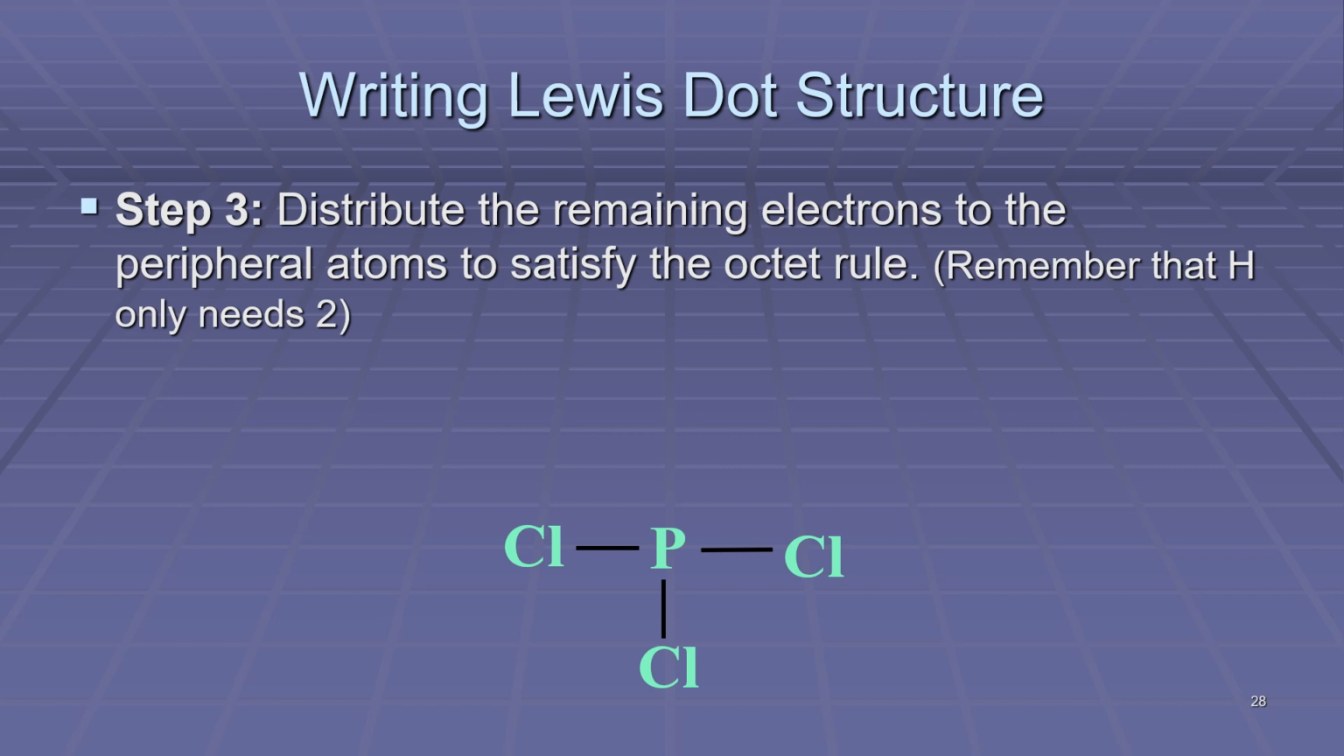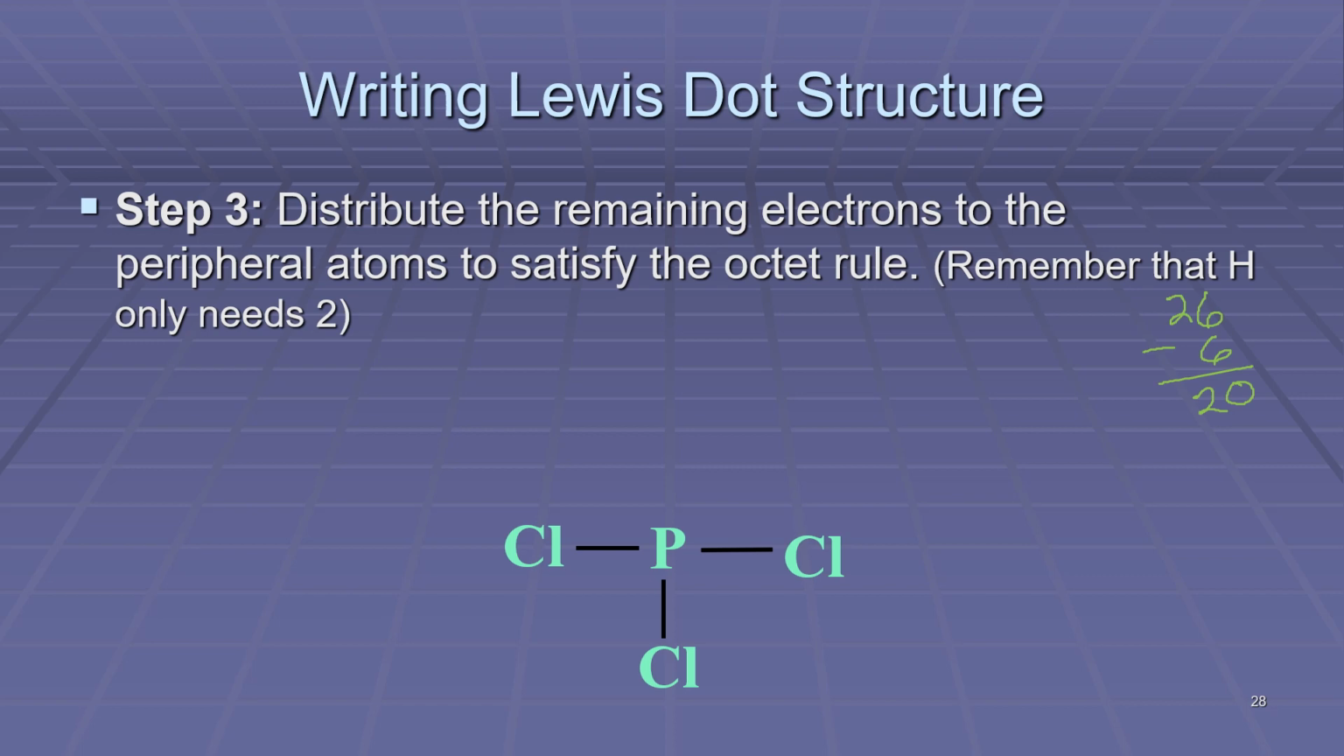Each bond, of course, means that we have used up 2 electrons. So let me come up here. We had 26 electrons. Right now, we've used up 6 electrons just making the bonds. So now we have 20 more electrons that we can use. Then step 3 says to distribute the remaining electrons to the peripheral atoms first, and we want to satisfy the octet rule. Now this is kind of important.